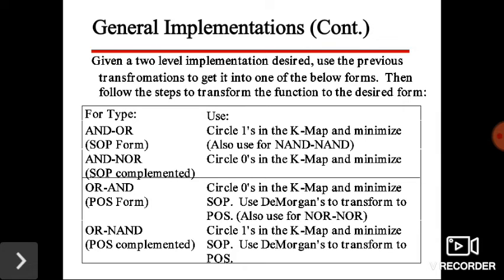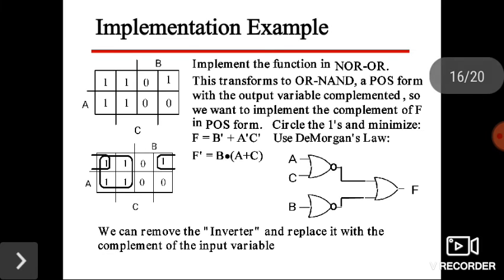For OR-AND, that means product of sums form, we need to group the zeros in the K-map and minimize the SOP, using De Morgan's law to transform to product of sums. It is also used for NOR-NOR. Then for OR-NAND, that means product of sums complemented, we need to circle the ones in the K-map and minimize the sum of products, using De Morgan's law to transform to product of sums.